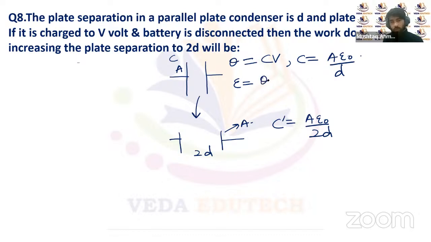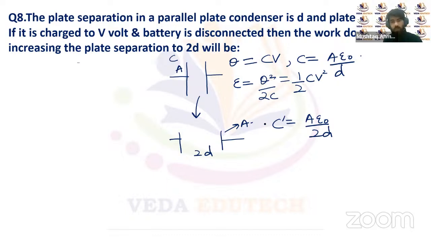That will be Q square upon 2C, right? That has to be equal to Q square upon 2C. This will be the energy stored in this capacitor, or we can write it as half CV square, right? This will be the energy present in the first capacitor, that's half CV square or Q square upon 2C, right? Q square upon 2C will be the energy stored in the capacitor.